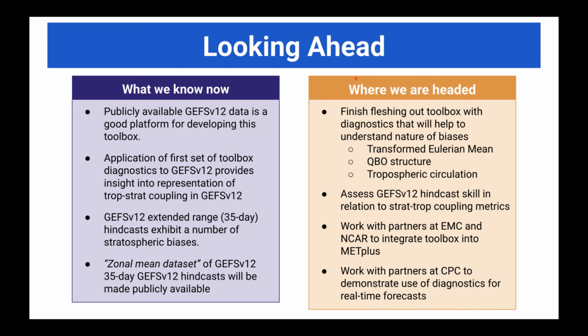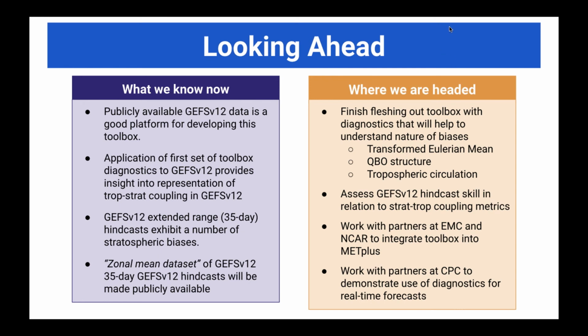So that's really the end of my talk. Just to conclude, we've been using the publicly available GEFS v12 hindcast data set to develop a toolbox to examine stratospheric biases and strat-trope coupling processes in NOAA forecast models. We've applied a limited set of these diagnostics to GEFS v12, and that's provided us some insight into potential implications for strat-trope coupling in GEFS v12 and provided us with details on the range of stratospheric biases that are present. And I also just discussed how we've put together a zonal mean data set of the GEFS hindcast, and that's something we're working to make publicly available.